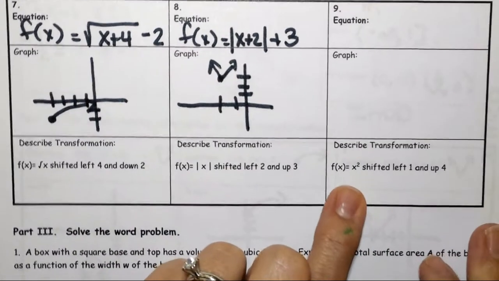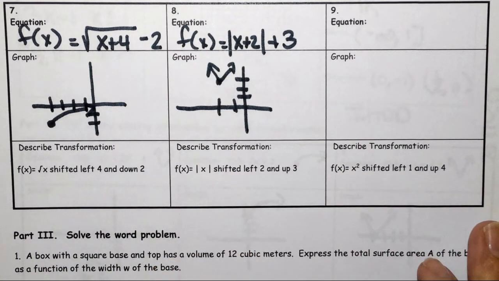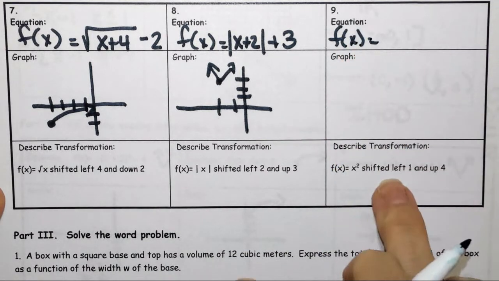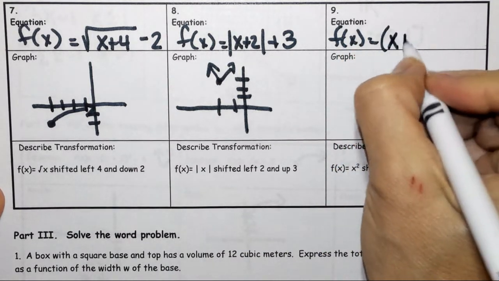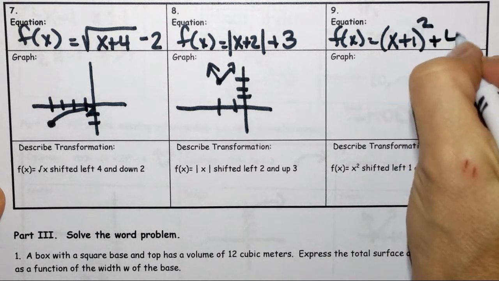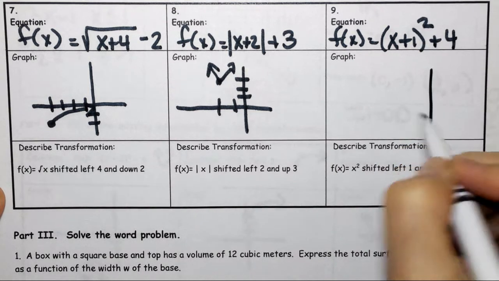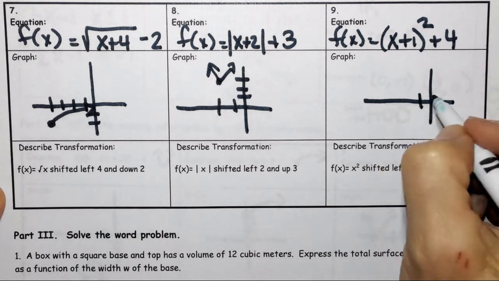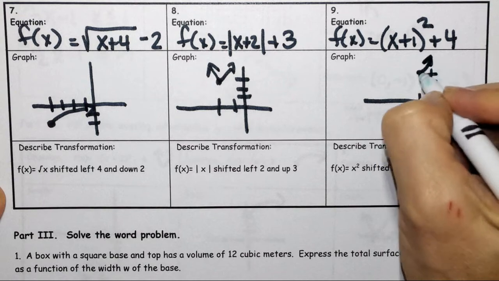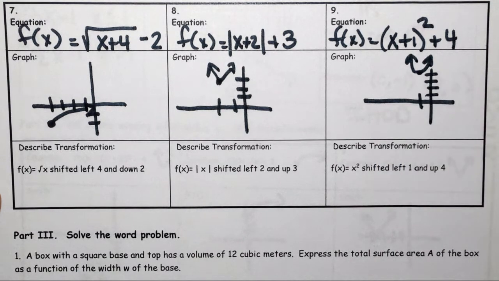The last one on transformations, it tells me it's a square, which I know is a parabola. And it tells me that I'm going to go left 1, so inside I put a +1, put your squared on the outside, and then I'm going to go up 4, the +4 goes outside. So I'm going to go left 1, up 4, to put my vertex, and this time the parabola opens up.